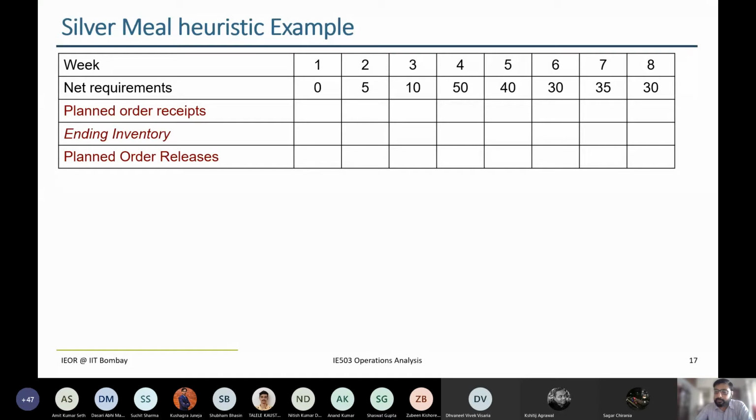Now let us see what happens when we do the Silver Meal heuristic. Again, just focus on the planned order receipts. So, for example, in week 1, the net requirement, let's just call it a net requirement equal to 0. So we just ignore it. Let's start in week 2.